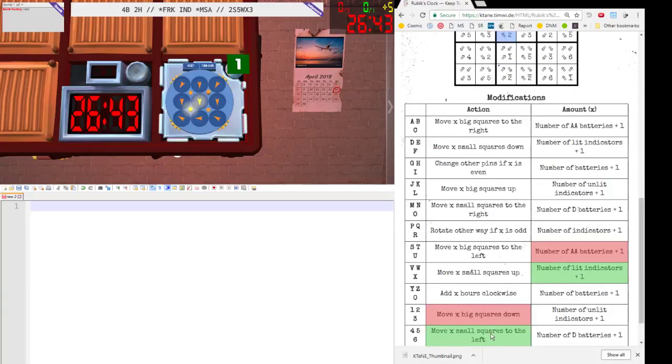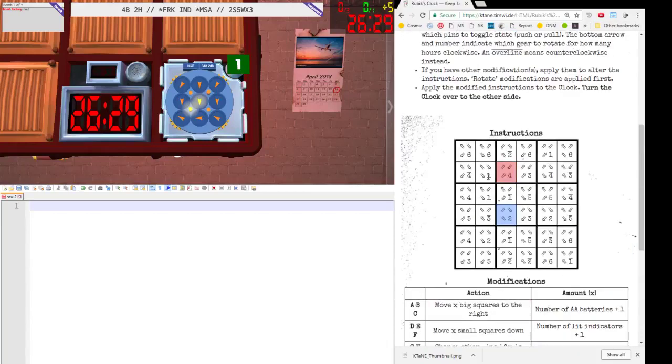And then my second modification, the green one: move X small squares to the left, number of lit indicators plus 1. Lit indicators have stars, so I've got 2 of those, FRK, MSA. So that's 2 plus 1 is 3, so I'm going to move 3 small squares to the left. So 1, 2, 3. So this is my final position.